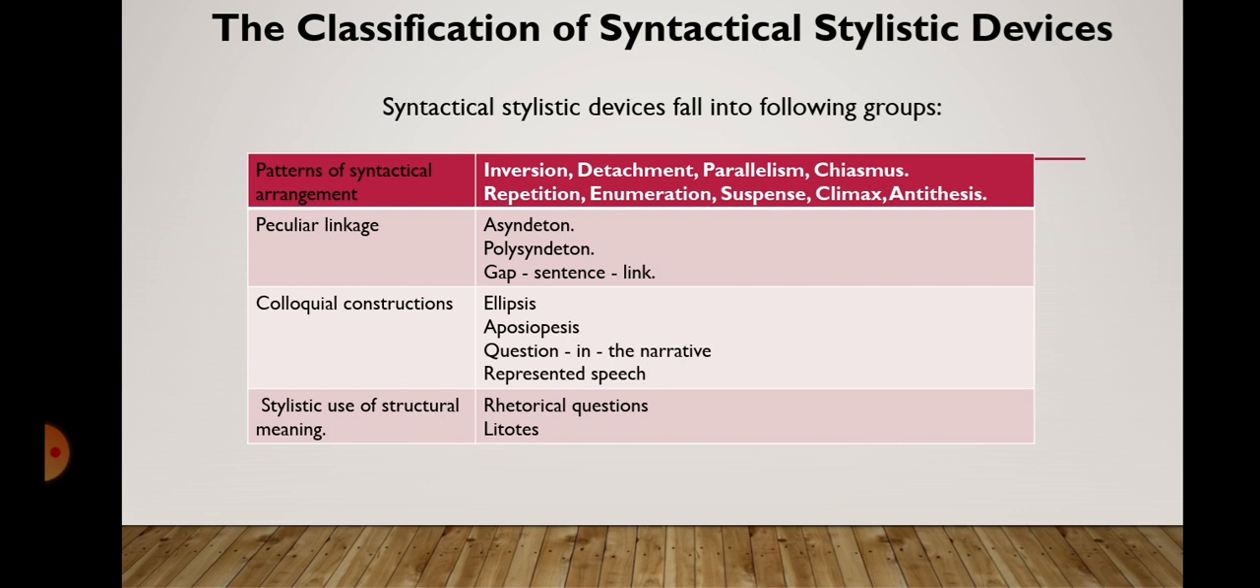According to Galperin, syntactical stylistic devices fall into the following groups. First, patterns of syntactical arrangement, within which we can point out the following stylistic devices: inversion, detachment, parallelism, chiasmus, repetition, enumeration, suspense, climax, antithesis. Next, peculiar linkage, colloquial constructions, and stylistic use of structural meaning. In this lecture, we will consider the first group of syntactical stylistic devices.